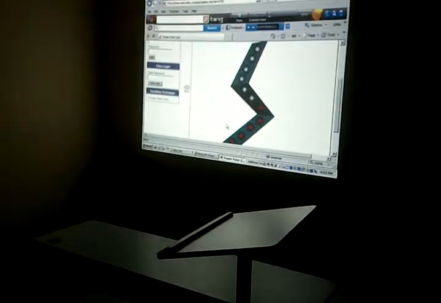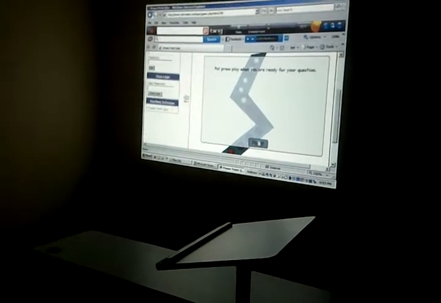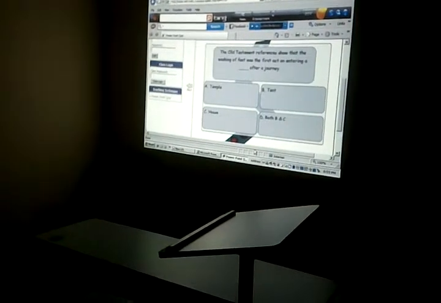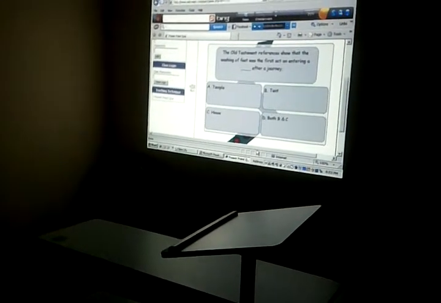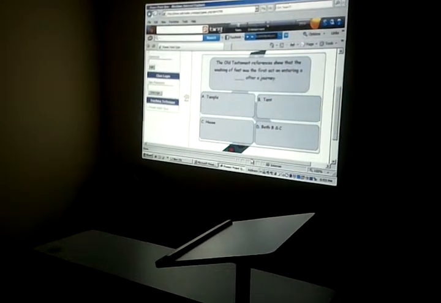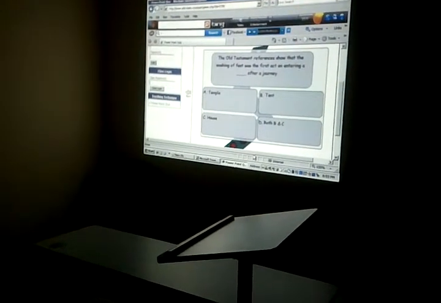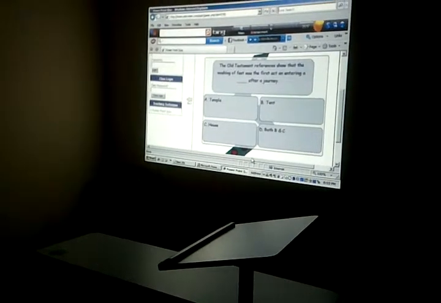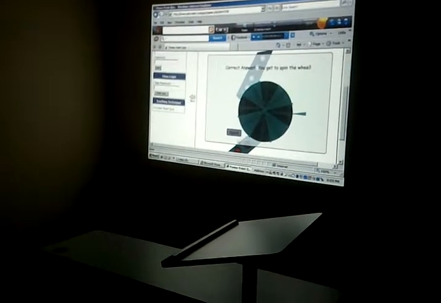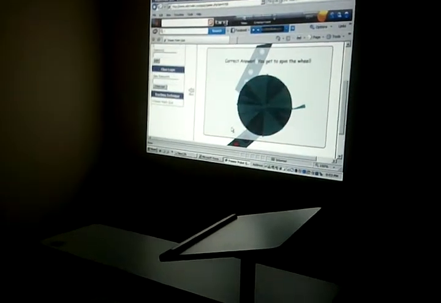This really gauges how attentive he was and how well the lesson was presented by the answers that we were able to give. The Old Testament references show that the washing of feet was the first act on entering a blank after a journey. A, temple, B, tent, C, house, D, B and C. Both B and C. Correct. B and C.